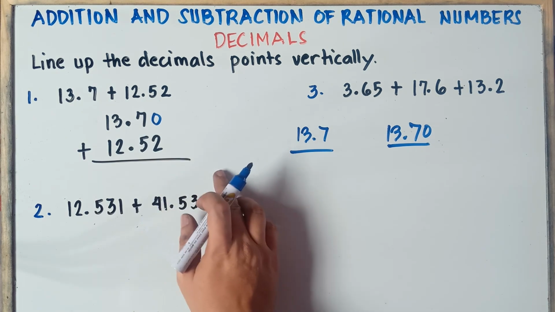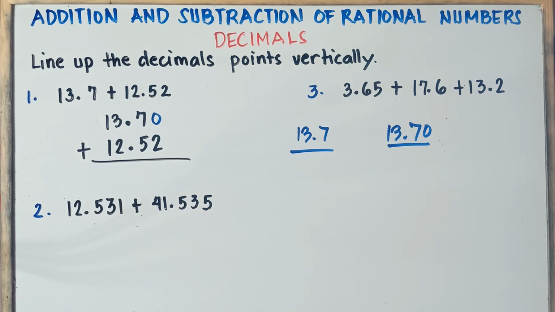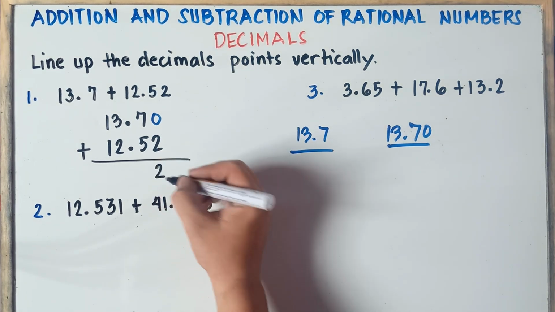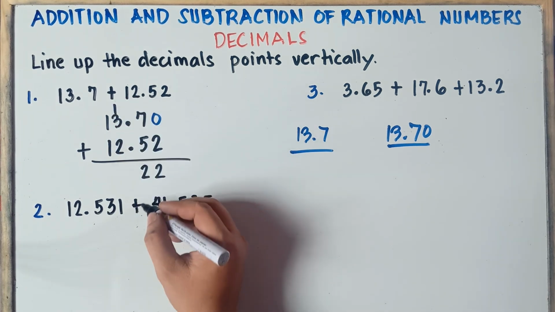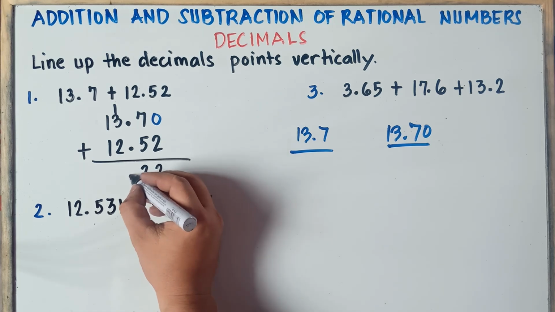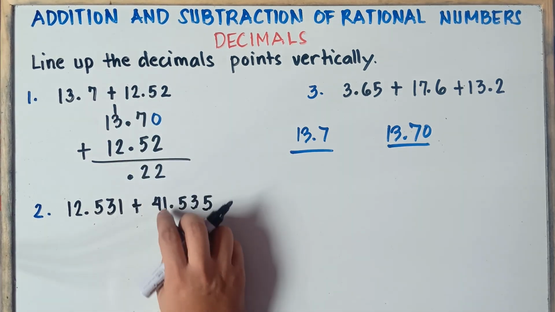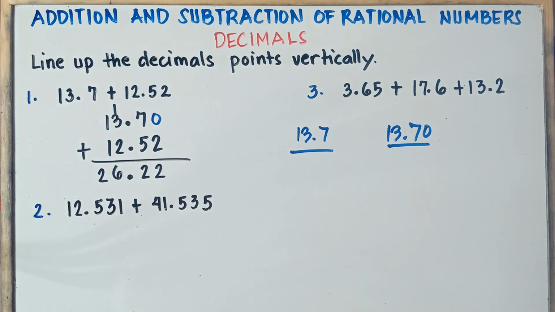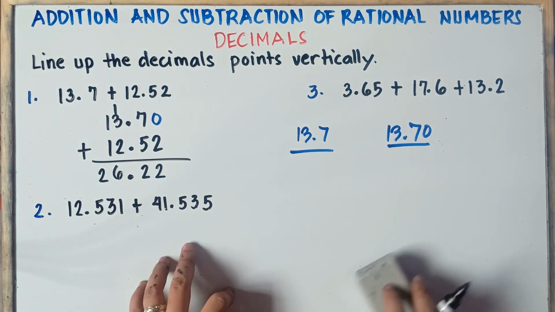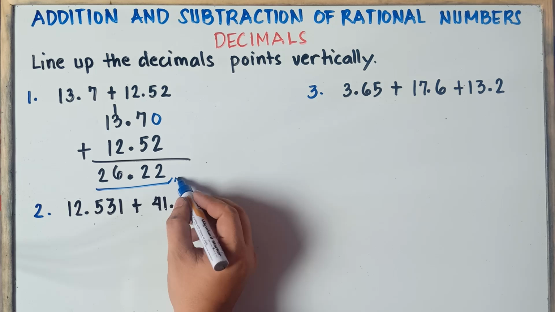So 13.70 plus 12.52. Alright, so simply add 0 plus 2, that's 2. 7 plus 5, that's 12. So 2, carry 1. So copy the decimal point. Once again, class, you align the decimal point. Simply copy. And then 3 plus 1 is 4, plus 2 is 6. 1 plus 1 is 2. That's it, class. That would be your answer, 26.22. Easy as that, class. Alright, so this will be our answer for number 1.